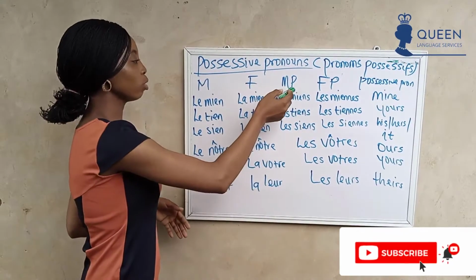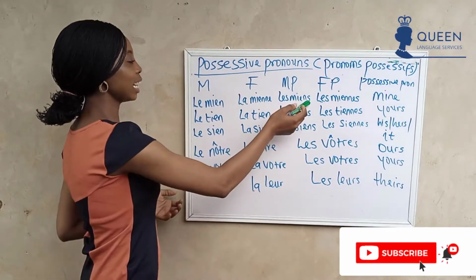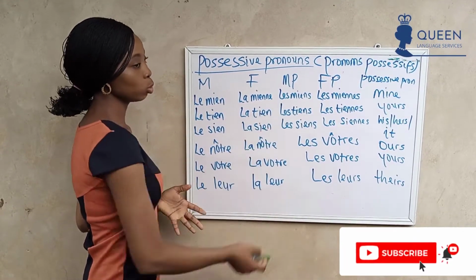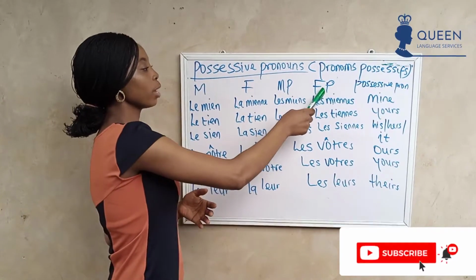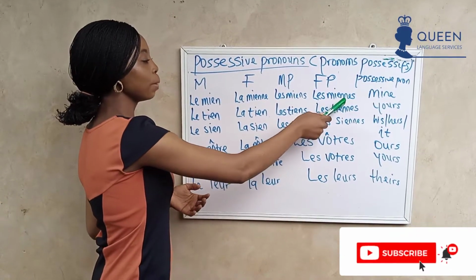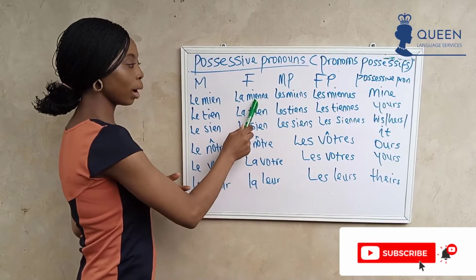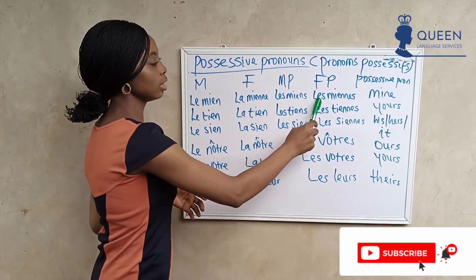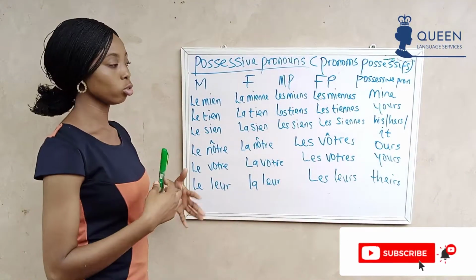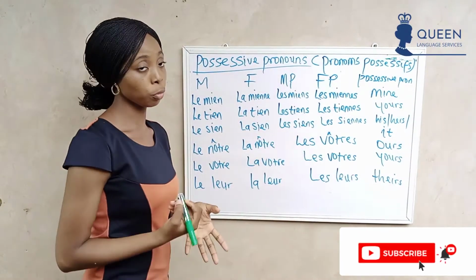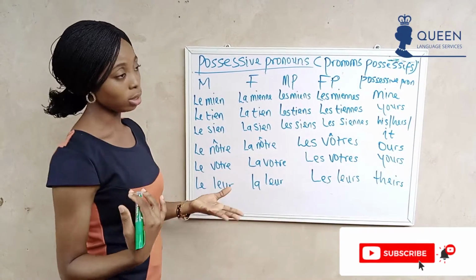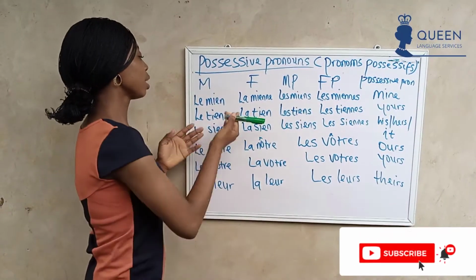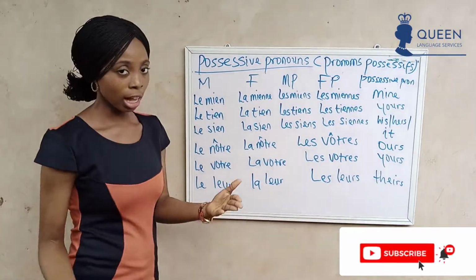And so we have the masculine plural, which takes an S at the back, and we have our definite article to be les. The normal mien takes an S plus the article les. That is to show us, to prove to us, that it is more than one. It is the plural form. So this means mine in French language.